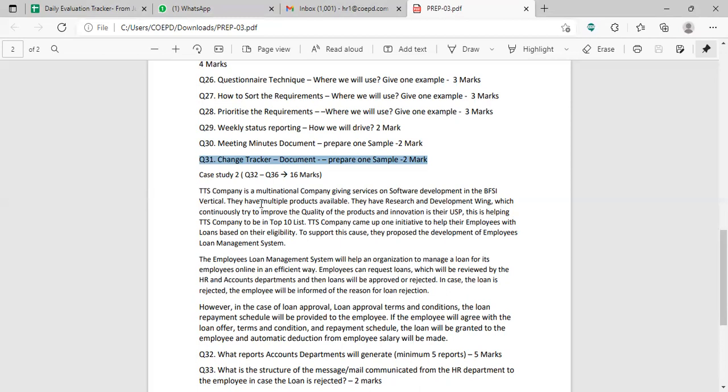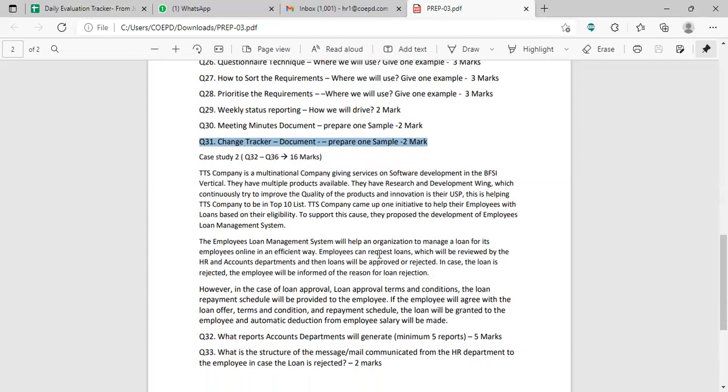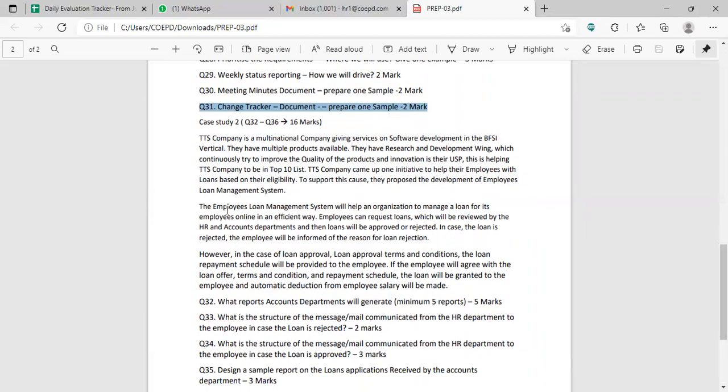Now the second para does speak about this management system. So what is this management system doing, guys? It is trying to help the organization manage a loan for its employees online in an efficient manner. Employees can request loans, which will be reviewed by the HR and the accounts departments, and then loans will be approved or rejected. In case the loan is rejected, the employee will be informed of the reason for the rejection. So basically, whenever an employee requests a loan, the application will be reviewed by the HR and the accounts department. And these are the departments who will decide whether to approve or reject the loan.